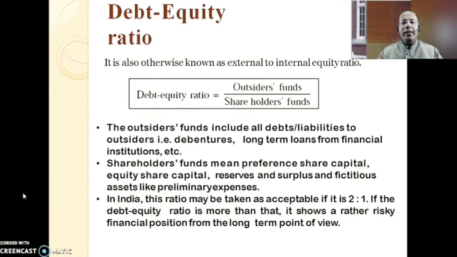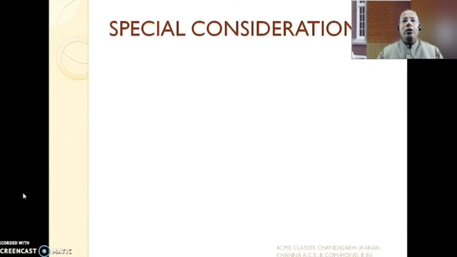The first one being debt-equity ratio. Debt-equity ratio is the ratio between debt and equity, or in other words, outsiders' funds to owners' funds or shareholders' funds. The ideal debt-equity ratio is 2:1. So what special considerations are required while learning for debt-equity ratio?